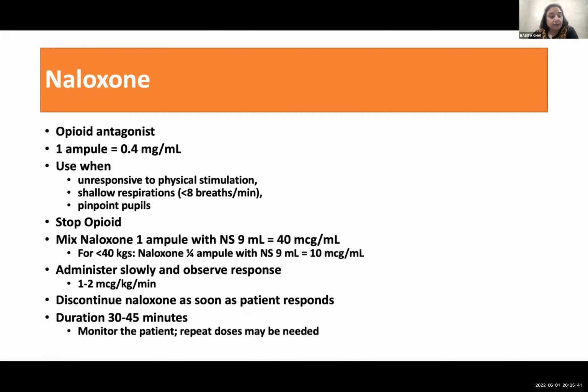So if we have seen the toxicity or the overdose of sedation of the opioids, we should be treating it with naloxone. Duration is usually 30 to 50 minutes. We should also not be leaving the child unattended, as the child may need repeated doses. The effect of naloxone is short-lived, however, the effect of opioid may be long-lived.